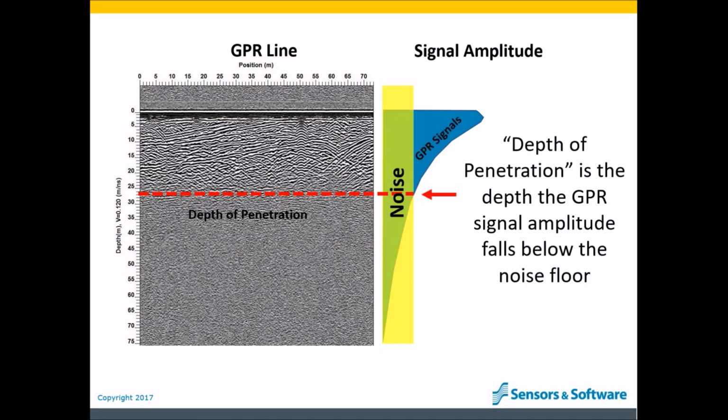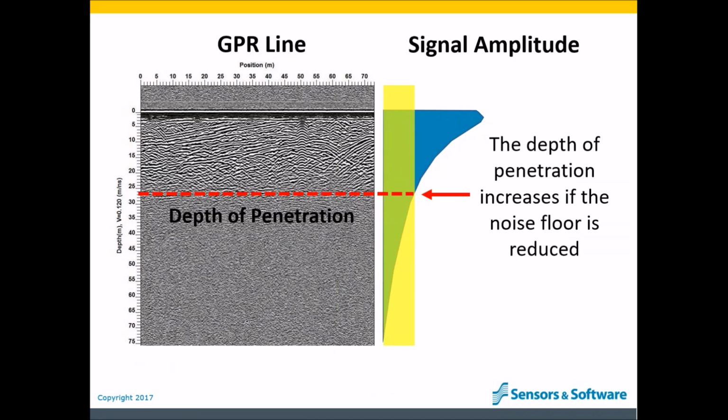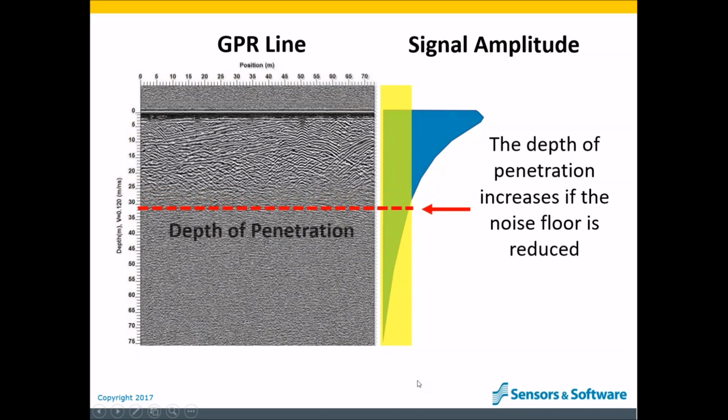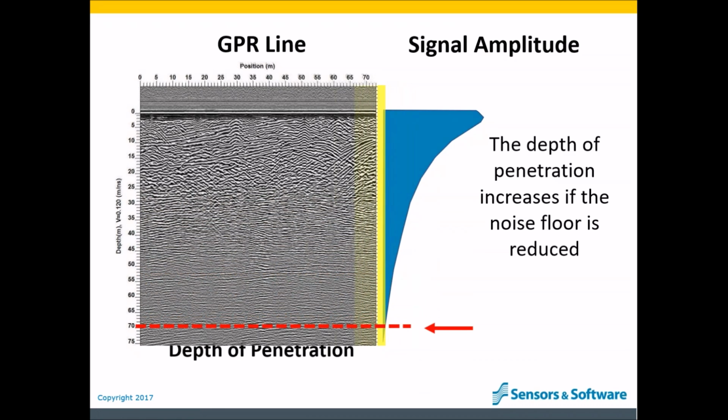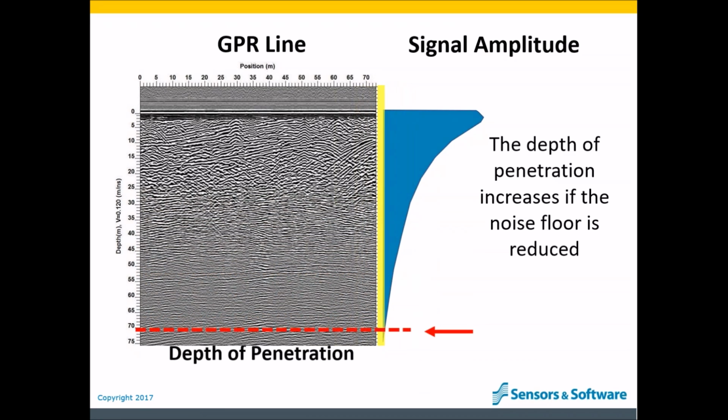When we plot the RF noise floor, we see that, as we discussed on the last slide, the depth of penetration is the point where the GPR signal has attenuated to the same amplitude as the RF noise floor. If you look at this plot and think about it for a minute, the depth of GPR signal penetration will increase if the random background RF noise floor is reduced. How can the RF noise floor be reduced? If the RF noise is random, stacking the GPR data will reduce the RF noise floor and therefore increase the depth of penetration.